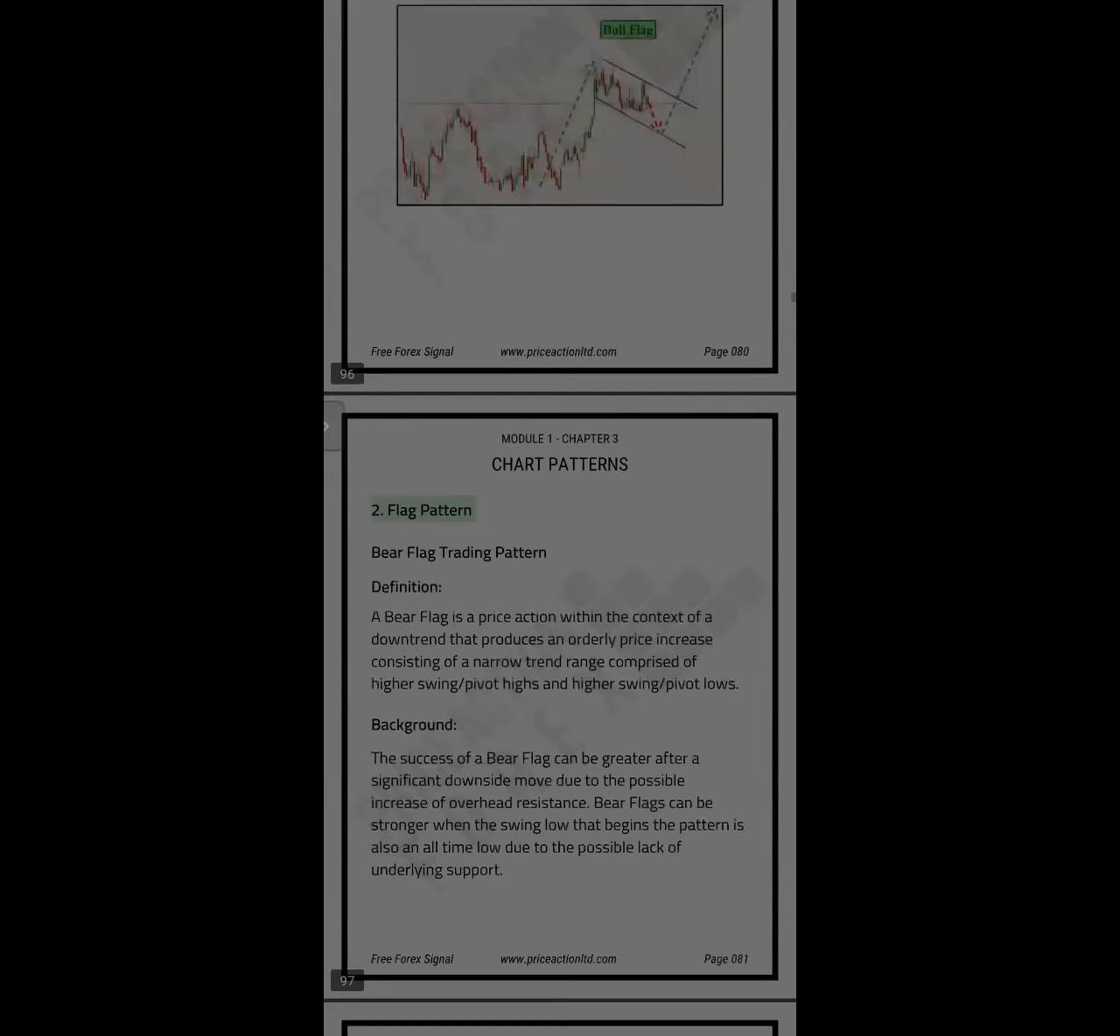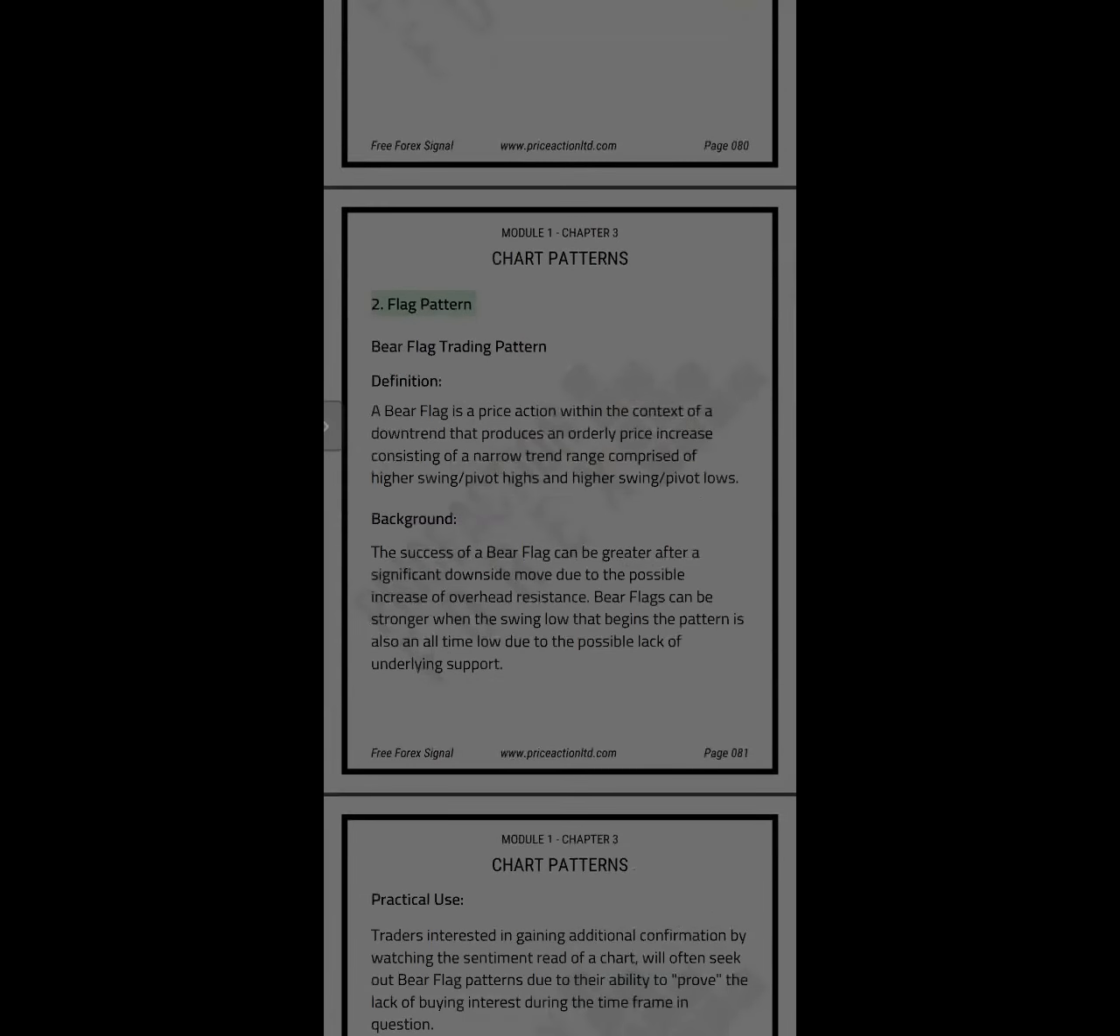All right. Next one we have on our list is a bear flag pattern. What is it? A bear flag is a price action within the context of a downtrend. This simply means that the price must be in the context of a downtrend that produces an orderly price increase, which means the market is in a downtrend, but has now started forming a channel that looks like an uptrend channel.